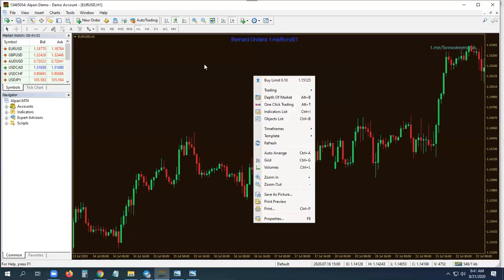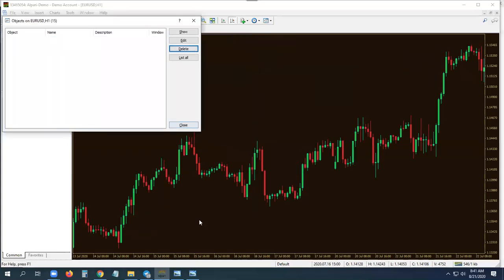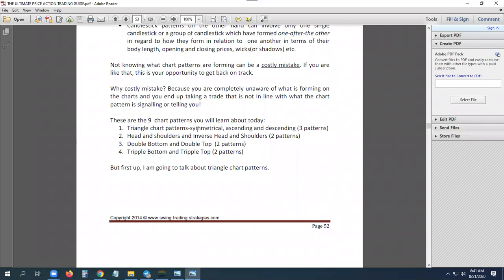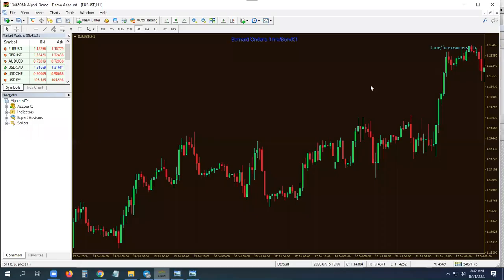All right, so those are the shapes. Now, those are called triangles. They are generally called triangles, and they are of three categories. Triangle chart patterns are symmetrical, which we have seen, ascending and descending. Now let's look at the head and shoulders pattern plus the inverse head and shoulders pattern. Now these are very interesting. They look exactly the way the name reads, head and shoulders.